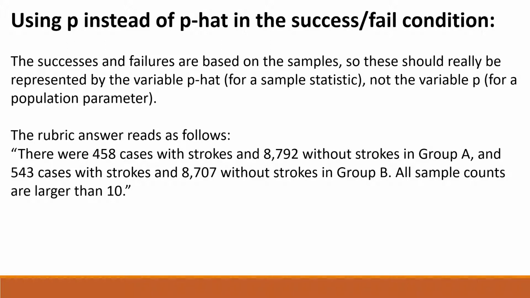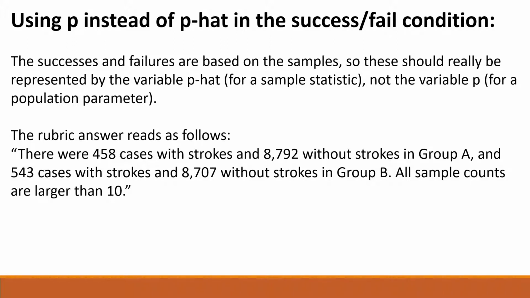Second recurring mistake is a number of you used p instead of p hat in the success-fail condition. And this also goes back to samples versus parameters. Successes and failures are based on the samples, so these should be represented by the variable p hat for a sample statistic, not the variable p for a population parameter.